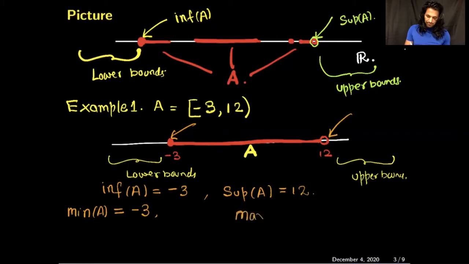However, the maximum of this set does not exist, because if you say 12 is the maximum, it is not the maximum because it is not part of the set. So the maximum of this set does not exist.